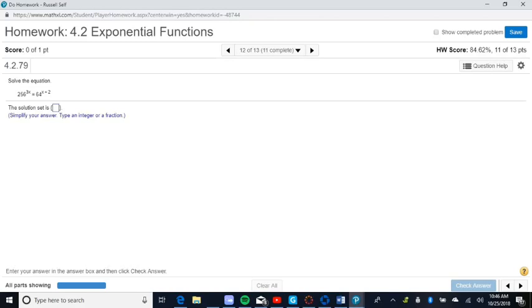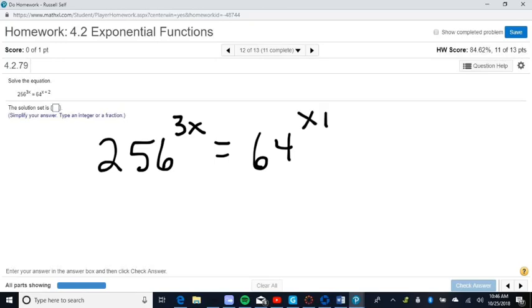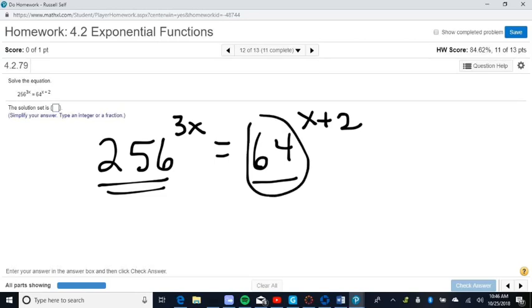Okay, let's look at this one because in this case, we have 256 to the 3x equals 64 to the x plus 2. So our smallest base is 64, but if you take 64 times 64, you're going to get 4,096, which is way bigger than what we have here. So I can't use 64 as the base, the common base here. So what I'm going to have to do is find some number that will work for each one of them.